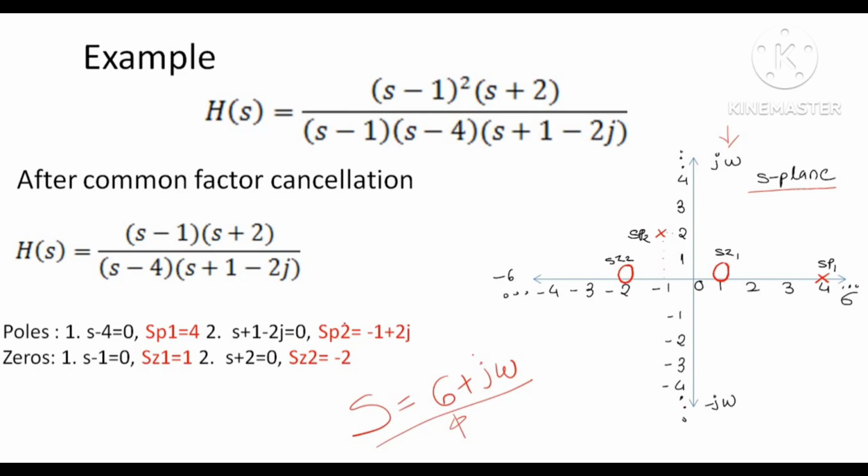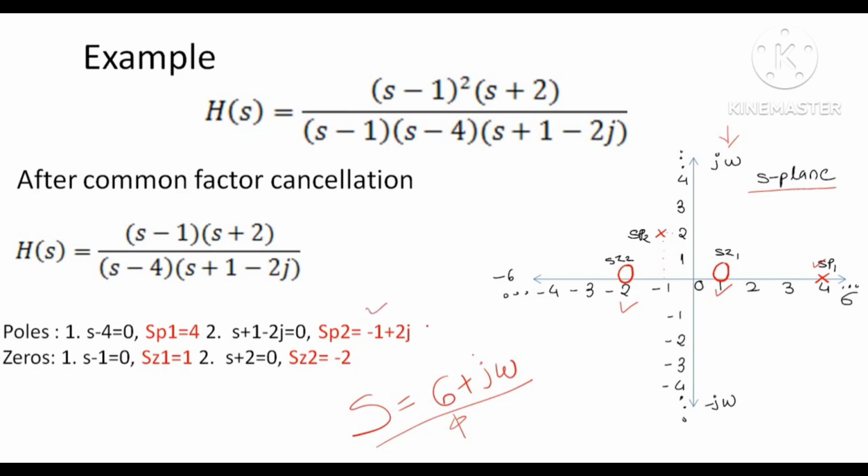So first we will see the zeros. A zero is at 1, so sz1 is equal to 1. That is only a real part. Then sz2 equal to minus 2, so only the real part sigma is there. That's why sz2 is equal to minus 2. After that, sp1, that is the pole, is equal to 4. So here a cross at sp1 equal to 4. That is only a real part, because the imaginary part is not there.